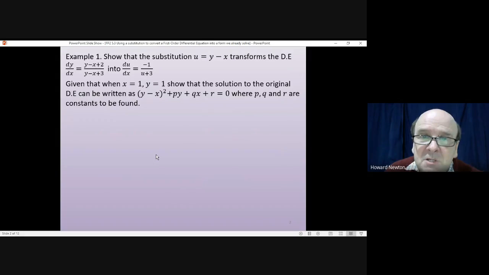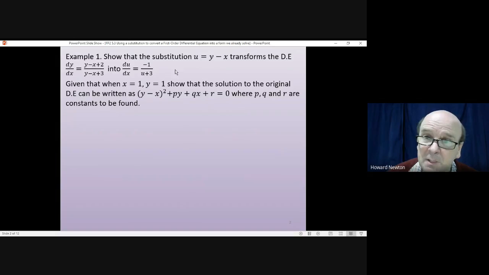So example 1 says, show that the substitution u equals y minus x can transform the differential equation dy by dx equals y minus x plus 2 over y minus x plus 3 into du by dx equals minus 1 over u plus 3. And you'll notice we start off with the differential equation that we couldn't solve using any of the methods we've learned up to now. But by using this substitution, we're able to transform it into a differential equation in u and x, so the y and the dy by dx's get changed. And this differential equation we can solve by normal methods.